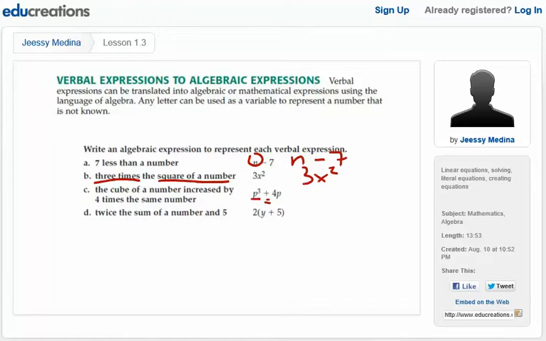Twice the sum of a number and 5. Well, you have to be able to separate this part right here. The sum of a number and 5, that would be y plus 5. And twice would be over here, multiplying by 2, but notice the parentheses. Okay?